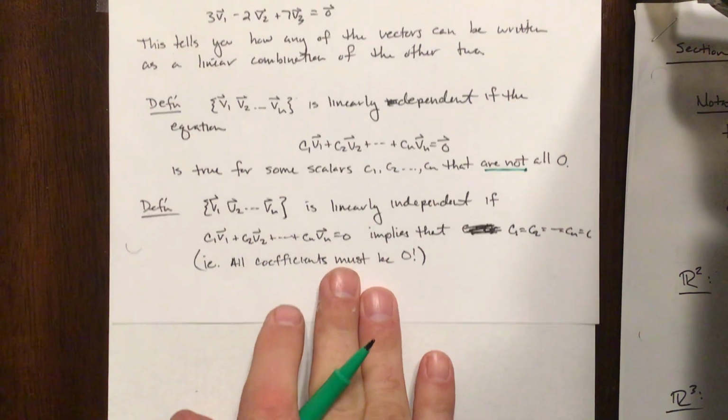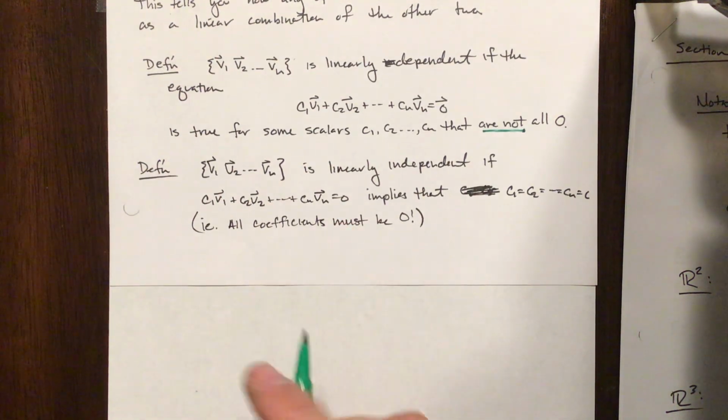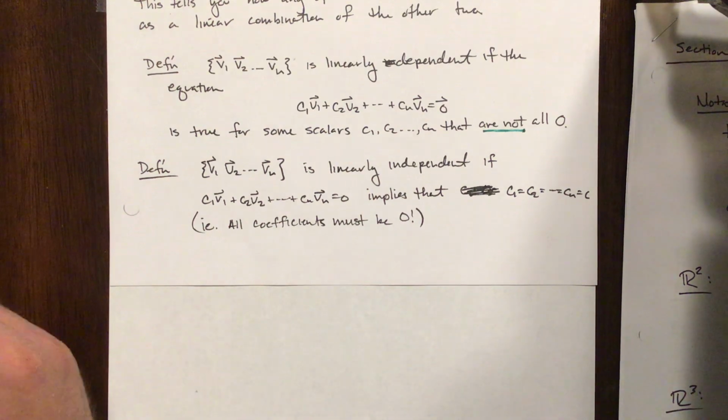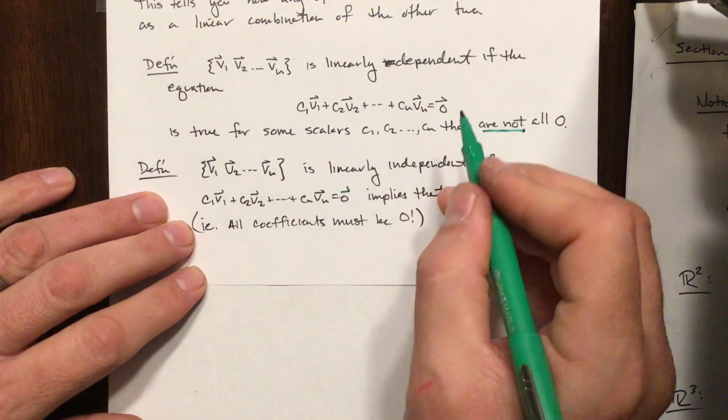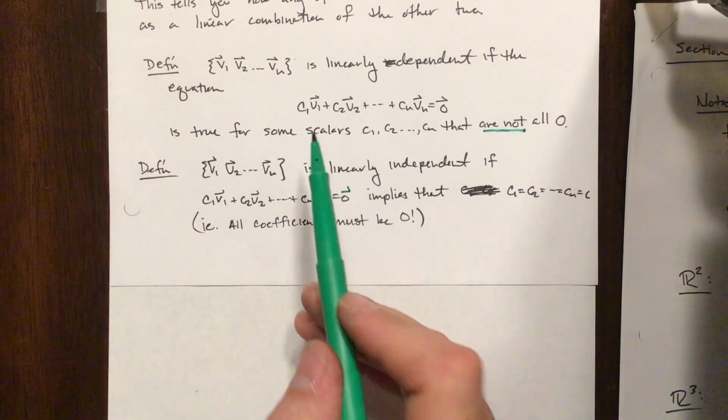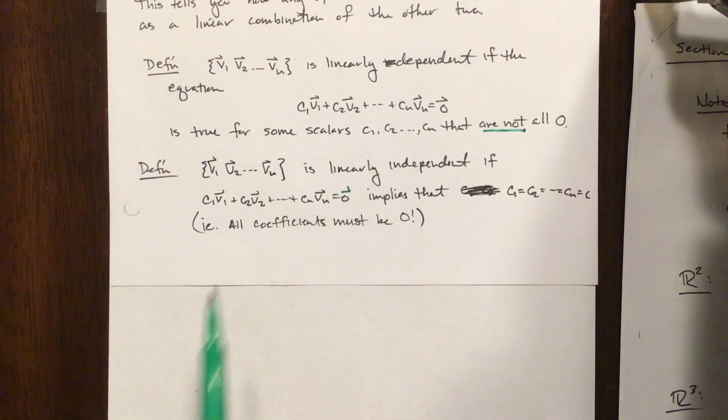However, a set is linearly independent if c1 v1 plus c2 v2 all the way to cn vn equals 0, and this is the 0 vector, implies that all of the constants are equal to 0. So that means 0 can only be obtained by making all the constants in the linear combination equal to 0. Linearly dependent means not all the constants have to be 0 for the linear combination to be 0.